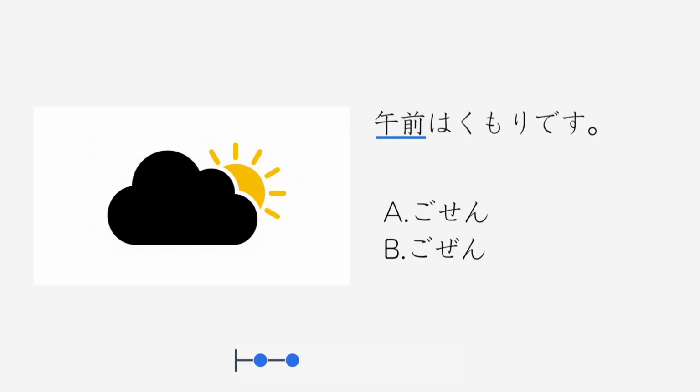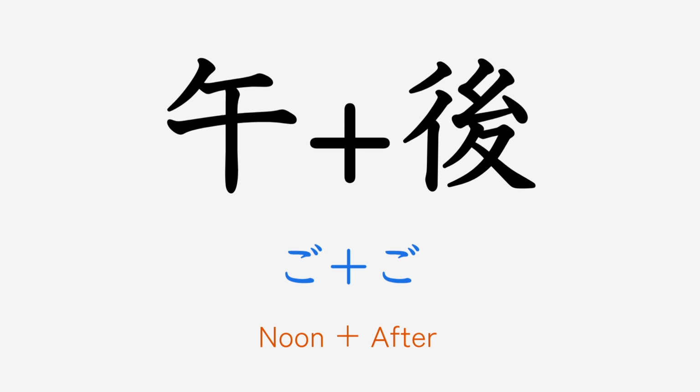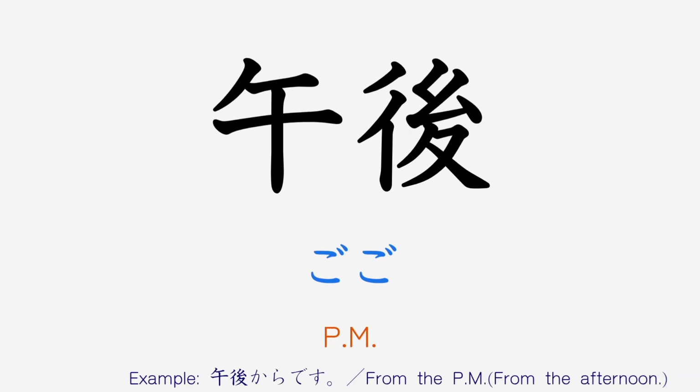How do you read the underlined kanji? The answer is B. Go is after. Afternoon is gogo, meaning PM.